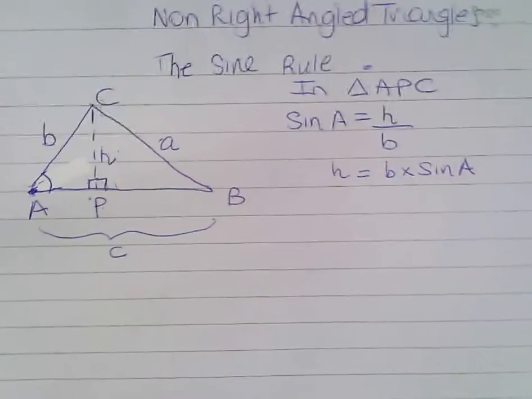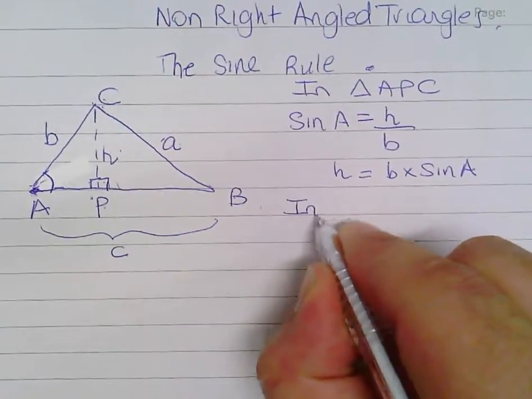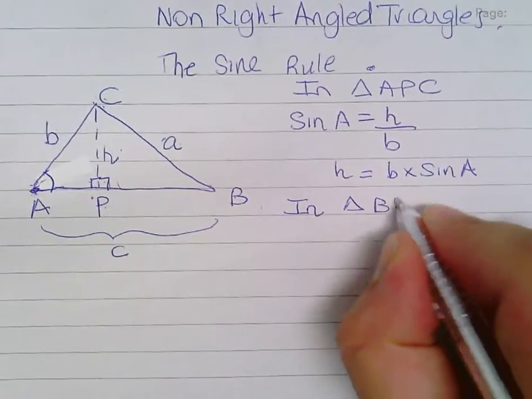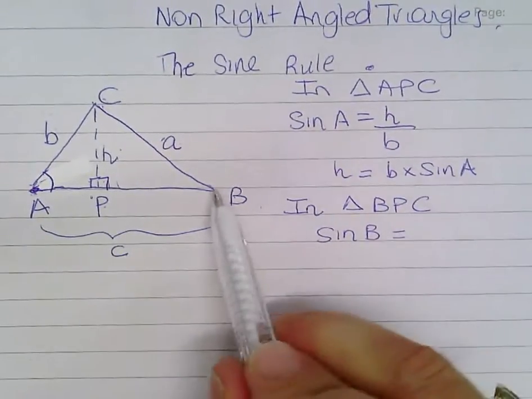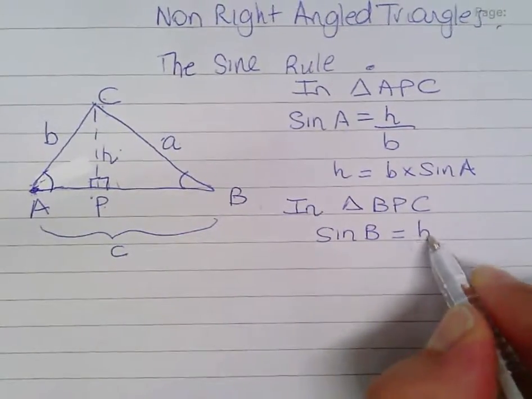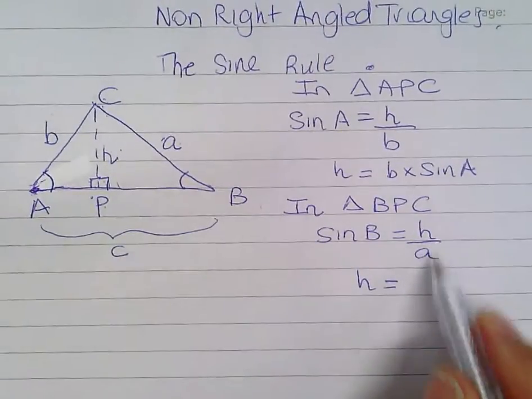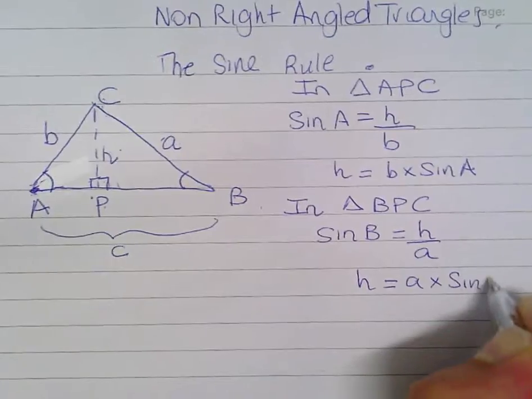What we're doing here is we're deriving the rule, okay? Now, in triangle, I'm going to use the other right angle triangle. In triangle BPC, what would sine of capital B equal? In this right angle triangle, it's H over A. Come up with an expression for H. H, so opposite of divide by A is times by A. So it would be A times sine B.